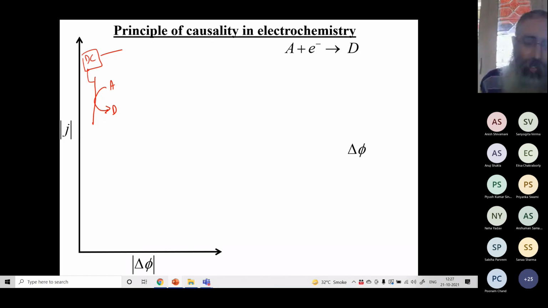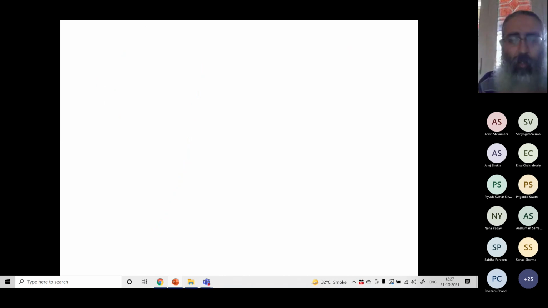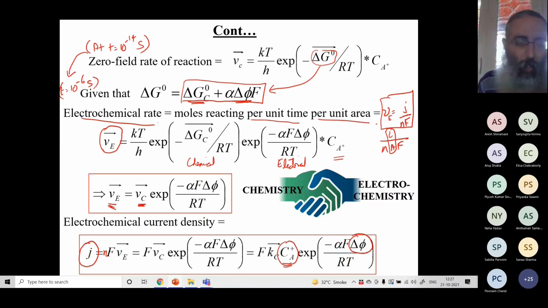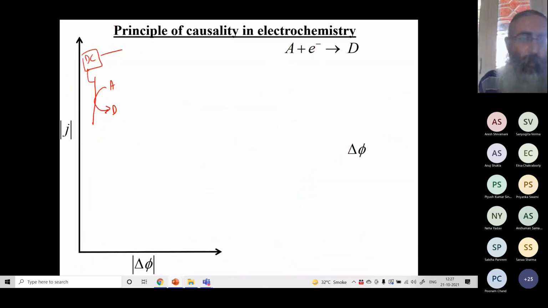And what happens when I change delta phi? My current density starts to change in an exponential fashion. That is exactly what the math, the formalism that we derived in the last slide, tells us. If I change my delta phi, my j is going to change in an exponential fashion. So by taking the mod of both, we are plotting it and saying that this is the exponential behavior that we are going to see.